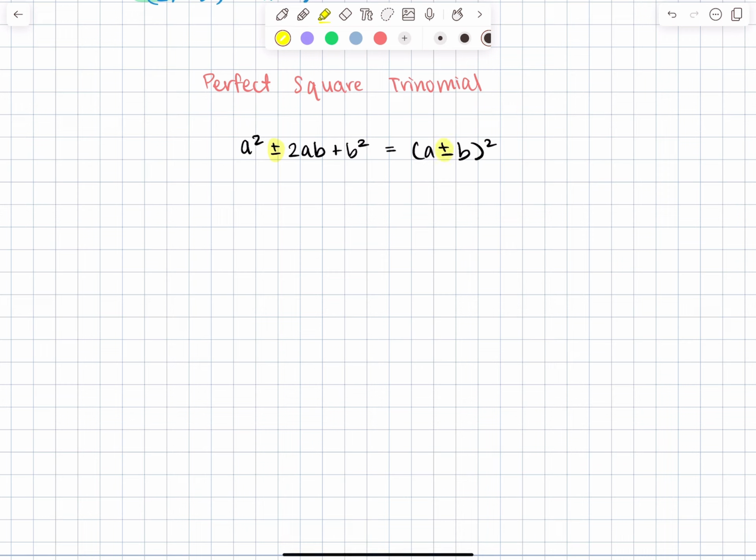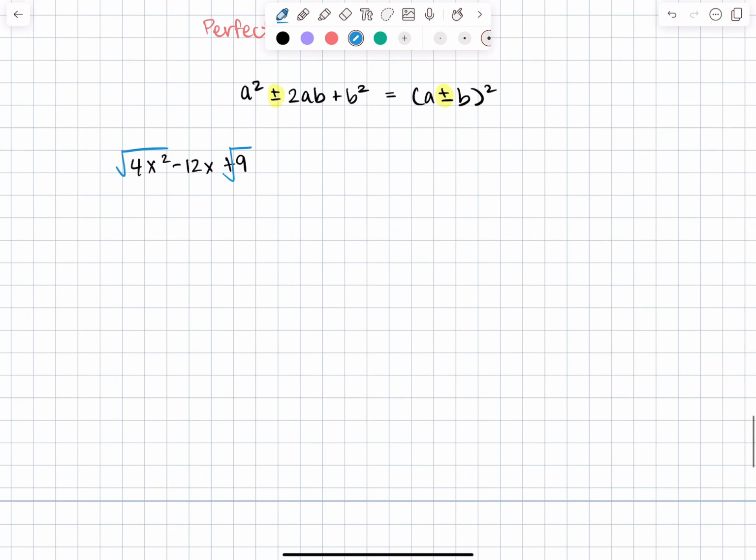So let's say we had the trinomial 4x squared minus 12x plus 9. We're going to start off by taking the square root of the first and last term. We have a variable next to the 4, so the square root of 4 is just 2, and then 2 divided by 2 gives you 1. So x raised to the power of 1, and we don't have to write that 1. Then we have the square root of 9, which is 3. And the sign is given from the negative over here.